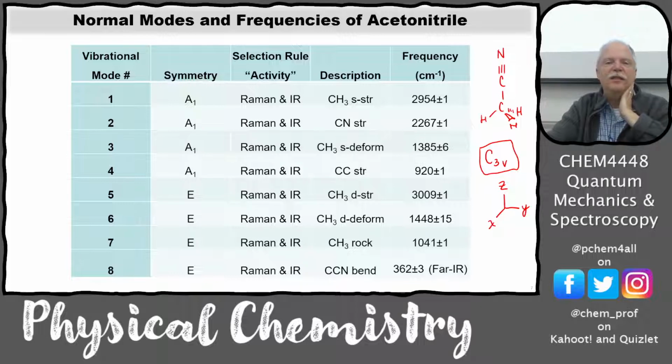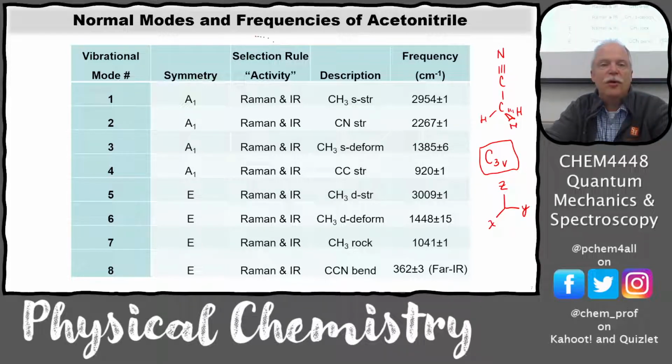Now, how many vibrations? This is on every test, right? So how many vibrations does this molecule have? 3n minus 6. So let's count up the number of atoms. That's what n is. So we have 1, 2, 3, 4, 5, 6. So n is 6. 3 times 6 is 18. Minus 6 is 12. So we should have 12 vibrations.